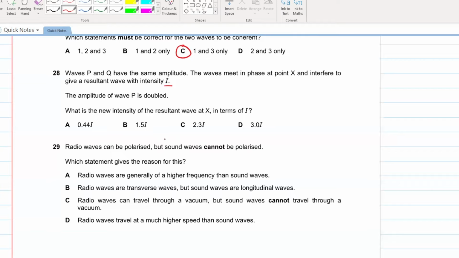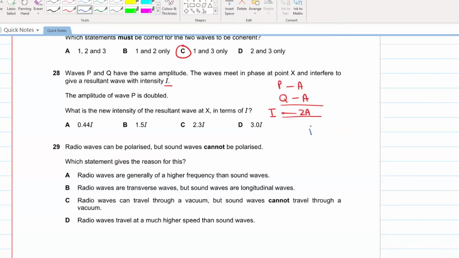Let's see this. Waves P and Q have the same amplitude. The waves meet in phase at point X and interfere to give a resultant intensity. So let's say initially the amplitude of P is A, the amplitude of Q is A. They both meet to give an amplitude of 2A and the intensity is I. But now the amplitude of P is doubled.